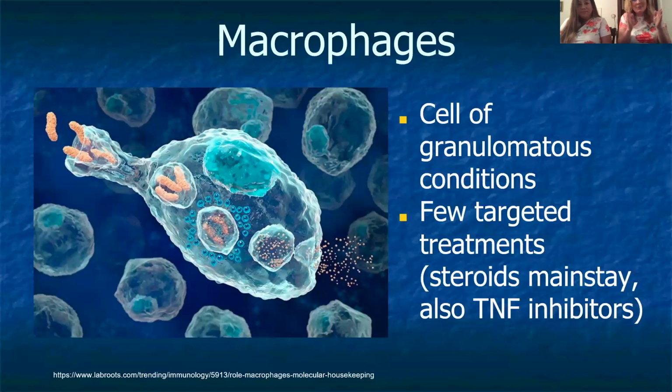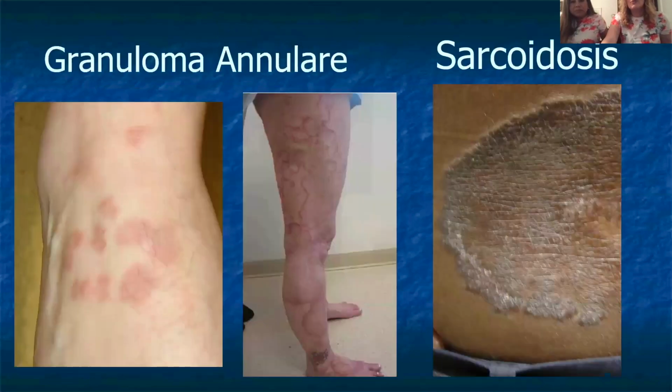And then we have another small portion of rashes that are driven by yet another cell type, the macrophages. What do the macrophages do? Just remember, they're the garbage collectors, and they're the cell of the granulomatous conditions, for which the mainstay of therapy likely are the steroids and the TNF inhibitors. Yeah, the garbage of the skin that form these, what are called granulomas in the skin. And often they can have sort of an annular look.